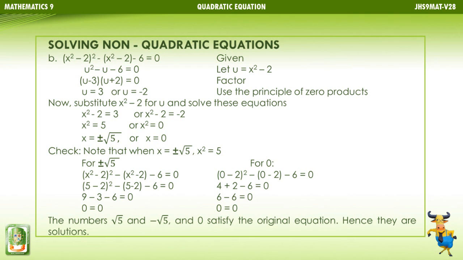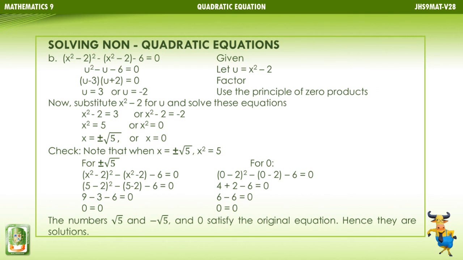Check: note that when x = ±√5, x² = 5. For ±√5, (x² − 2)² − (x² − 2) − 6 = 0. (5 − 2)² − (5 − 2) − 6 = 0. 9 − 3 − 6 = 0. 0 = 0.